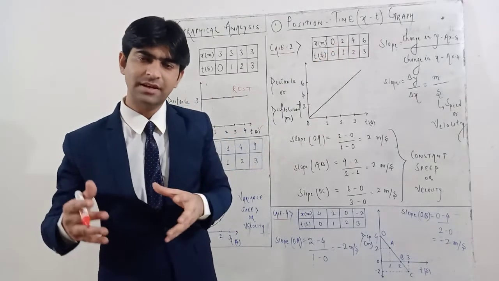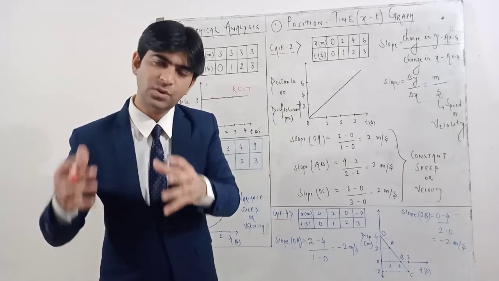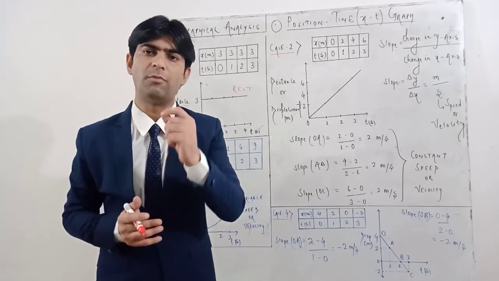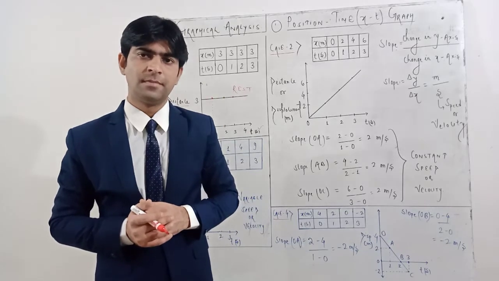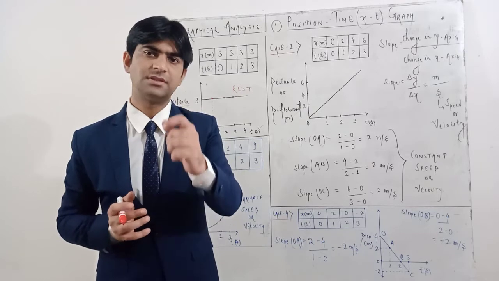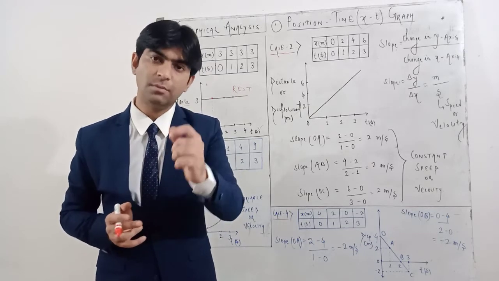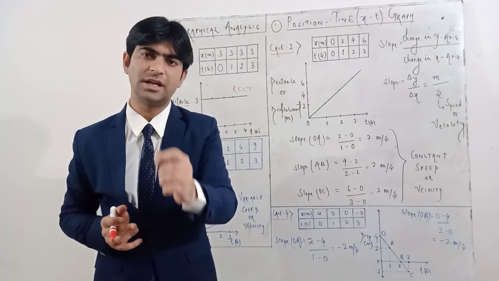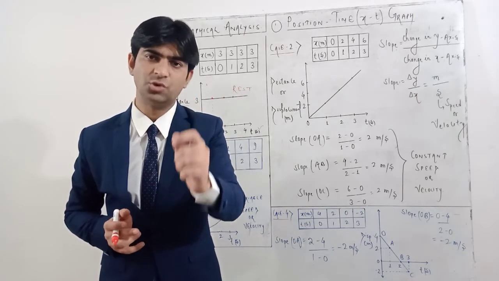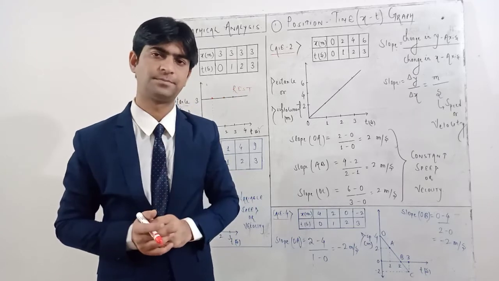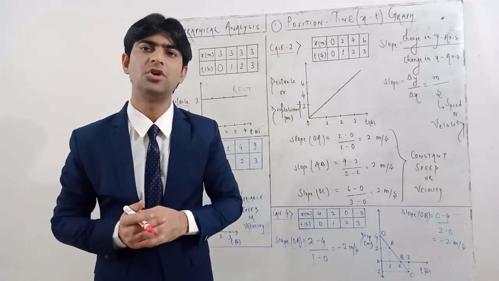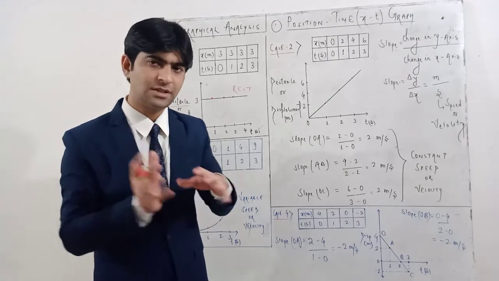Okay, so the body is traveling equal distance in equal interval of time, and this kind of motion is called uniform motion of a body. When we say uniform motion, a body covers equal distance in equal interval of time, and that means its speed or velocity is going to be constant. It will not change. This kind of motion is called uniform motion. Now let us see the graphical part.